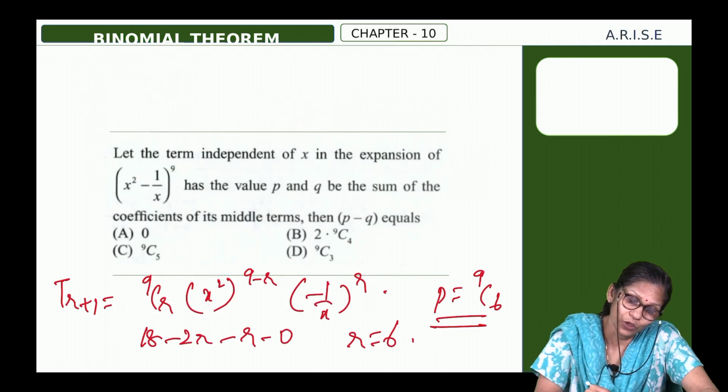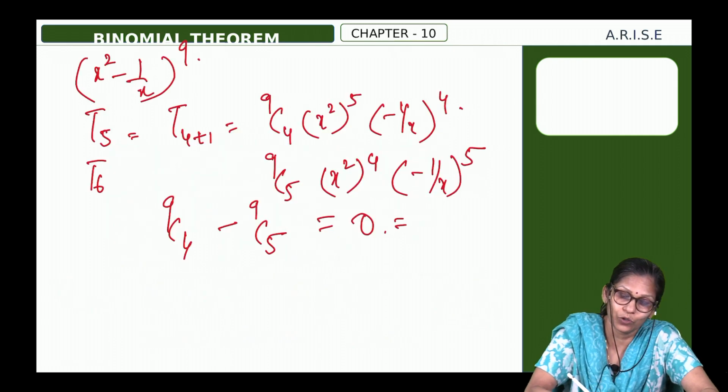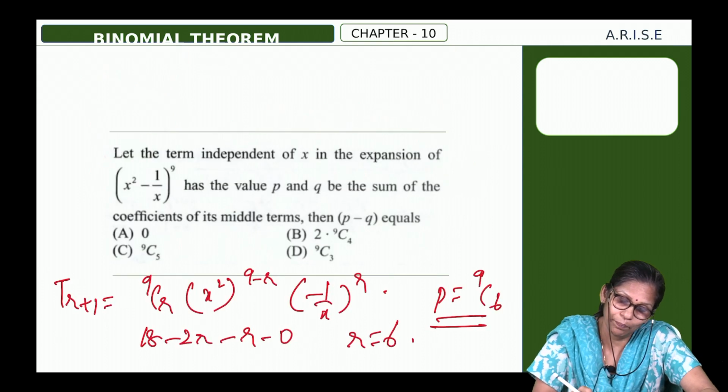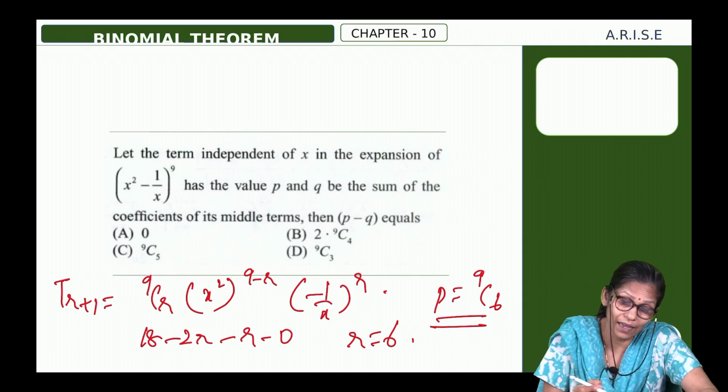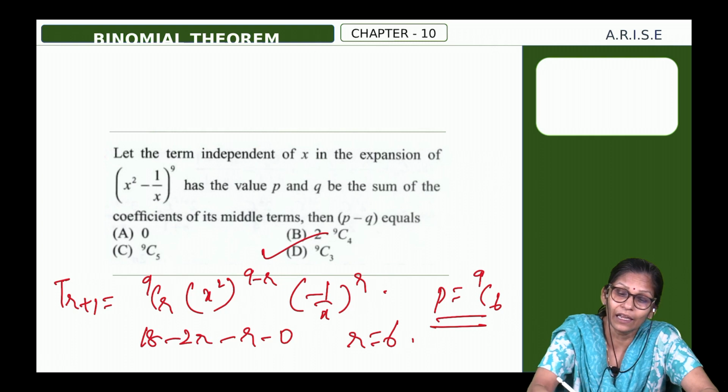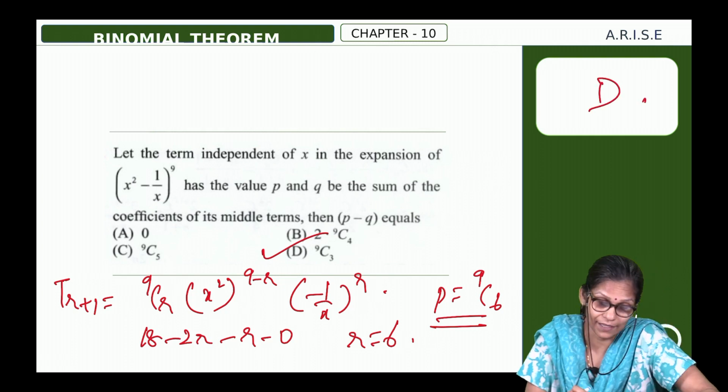What is given? Q is the sum of the coefficients. So, Q is 0 and P you found is 9C6. So, what is P minus Q? 9C6 minus 0. 9C6 is the answer, which obviously is not directly given, but isn't 9C6 the same as 9C3? Option D is your answer.